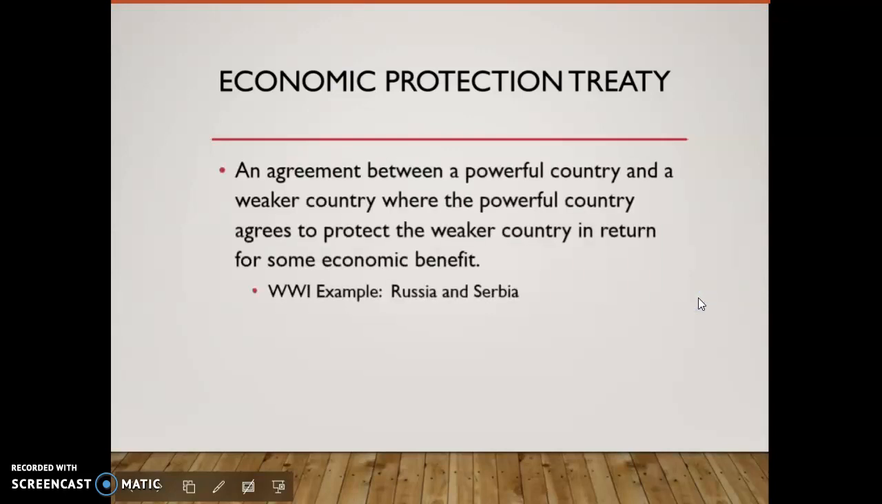And this one's a little harder to understand. But basically what the idea here is that a powerful country will protect a weaker country for some economic benefit. And in this case, we're talking about Russia and Serbia. Serbia controlled the access that Russia had to the Adriatic Sea.